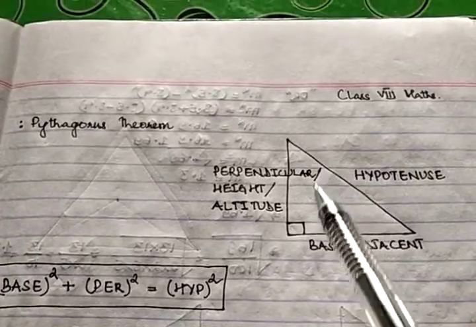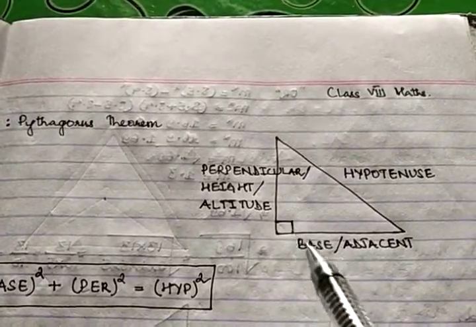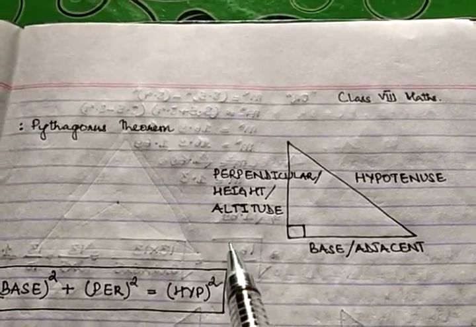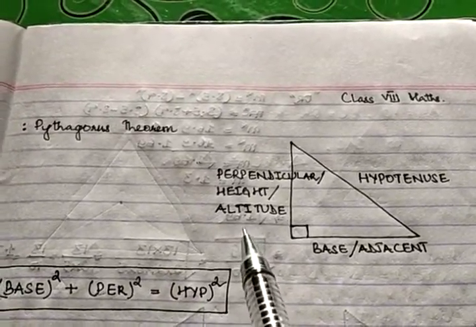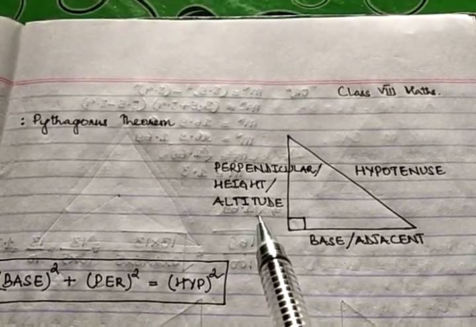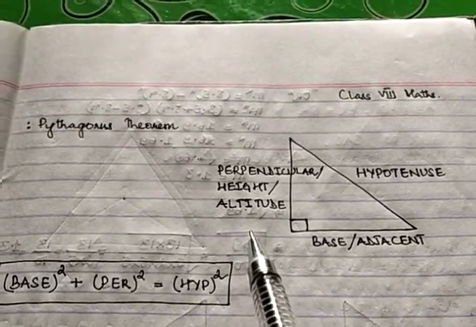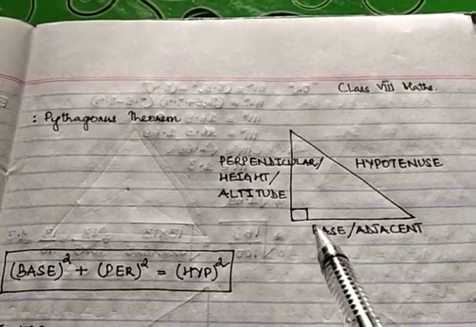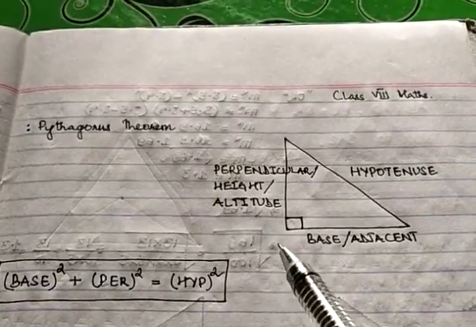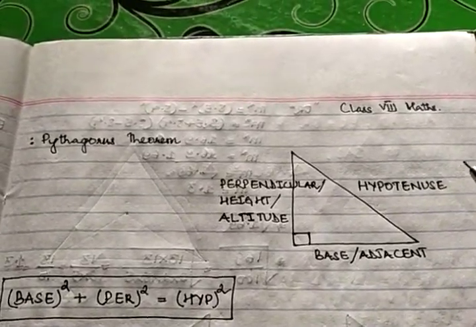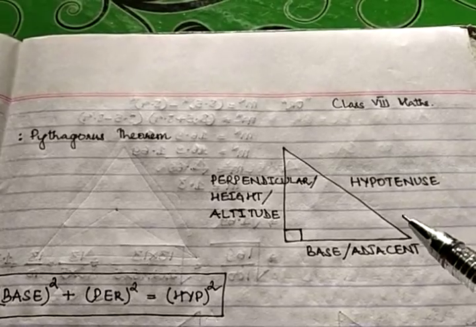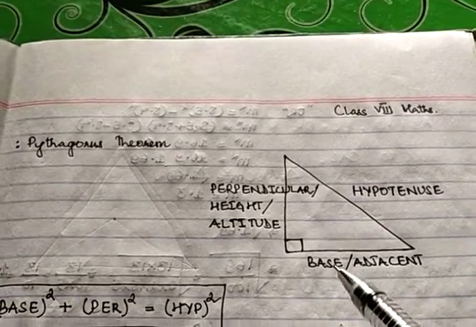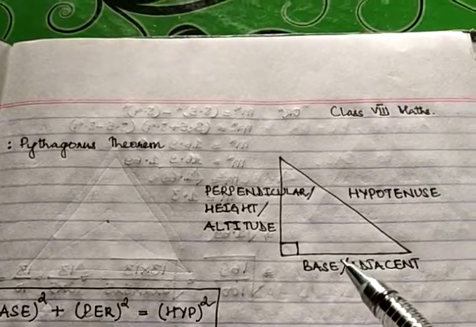Now what he said was, in a right angle triangle, if two sides of the triangle are given, see, Pythagoras theorem deals with the sides of the triangle, not angle. Remember that. It deals with the sides of the triangle, not angle, and it only deals with the right angle triangle. If two sides of a right angle triangle are given, then I can derive the third side. He proved it, and he has given us the formula as well.